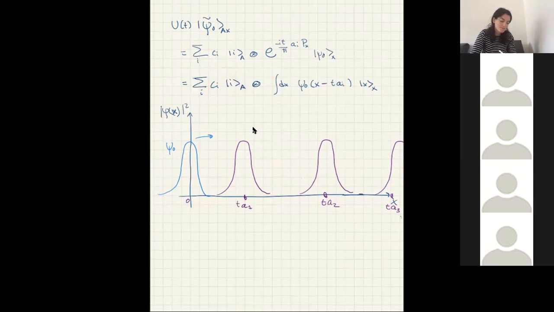By the way, these peaks, I made them here all with the same height, but they don't all have the same height, right? They have different heights depending on the coefficient c_i, as we saw up there. Yeah, maybe this one is even smaller.